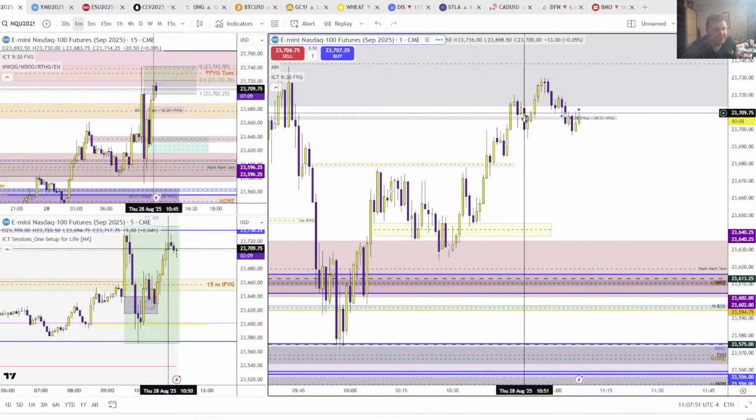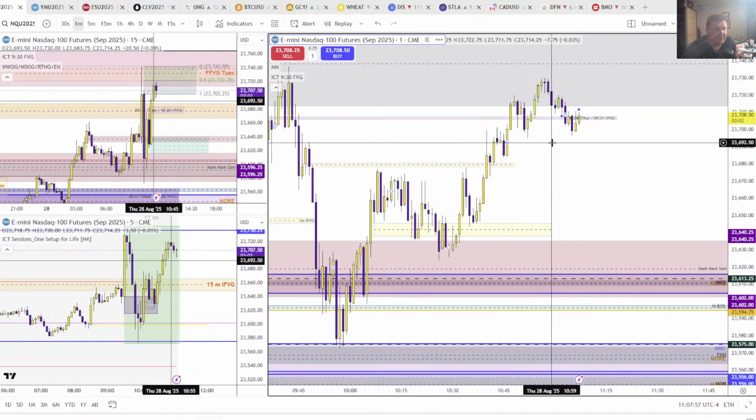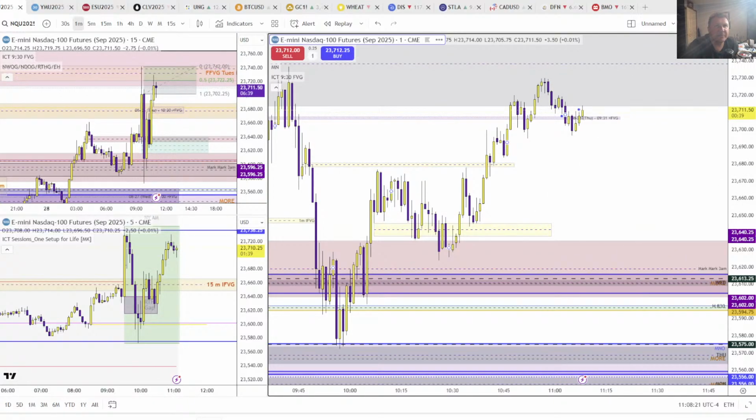So far, no bodies getting above here at 709, 708, 709. There's one gap that measures up to the net.